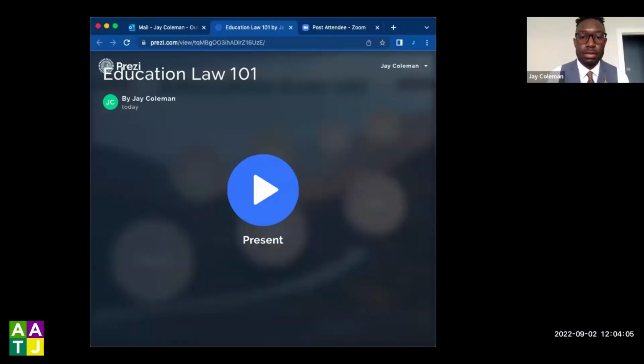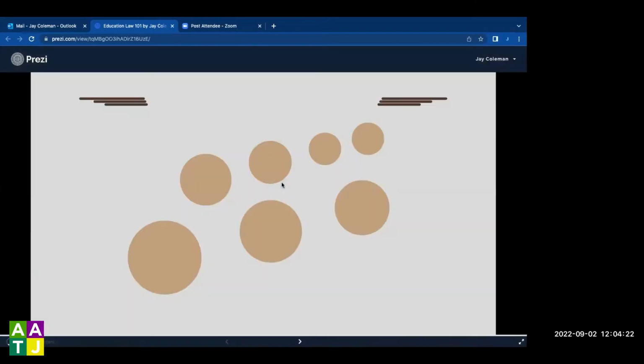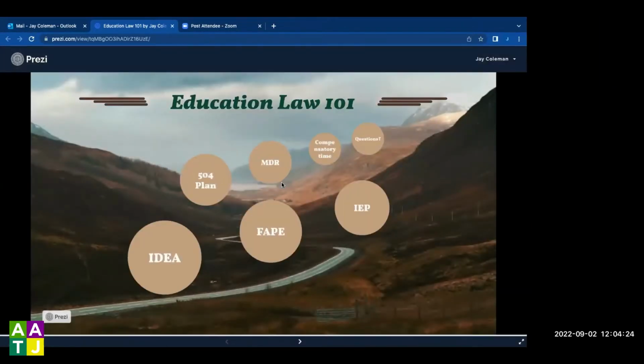I'm going to share my screen with you so you'll be able to see the presentation. So just one second. Let's see. Abby, can you let me know that you all are able to see it? Yes, it looks good here. All right, cool. If anybody has any issues, just drop that in the chat. I'll be checking as the presentation goes along.